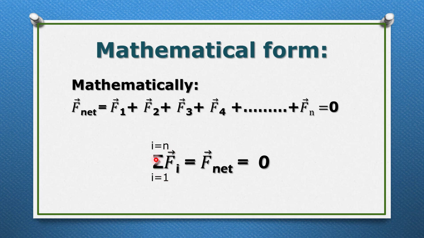Okay, I is equal to 1 to I is equal to n. Let's say we are having 4 forces, so we will write it as summation Fi, I is equal to 1 to I is equal to 4, and we will expand it like F1 plus F2 plus F3 plus F4. Okay, so this is the short form, the summation form of this whole sum. So we can write it as summation Fi is equal to F net, which is equal to 0. So this is the mathematical form of the first condition of equilibrium, that the sum of all the forces must be 0.